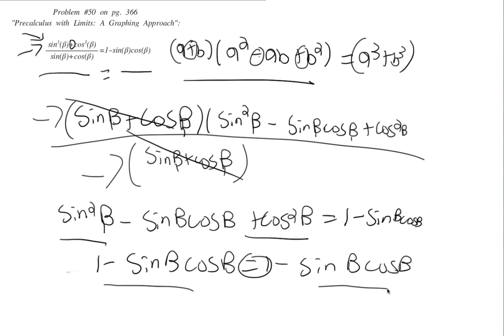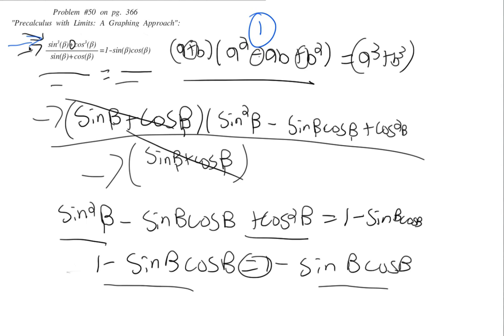So we have just proved that sine cubed beta plus cosine cubed beta divided by sine beta plus cosine beta equals 1 minus sine beta cosine beta. So we had to prove that that equals that. To review, our first step is we want to simplify it. In order to simplify the top, we want to do the sum of the cubes theorem. So that's our first step.